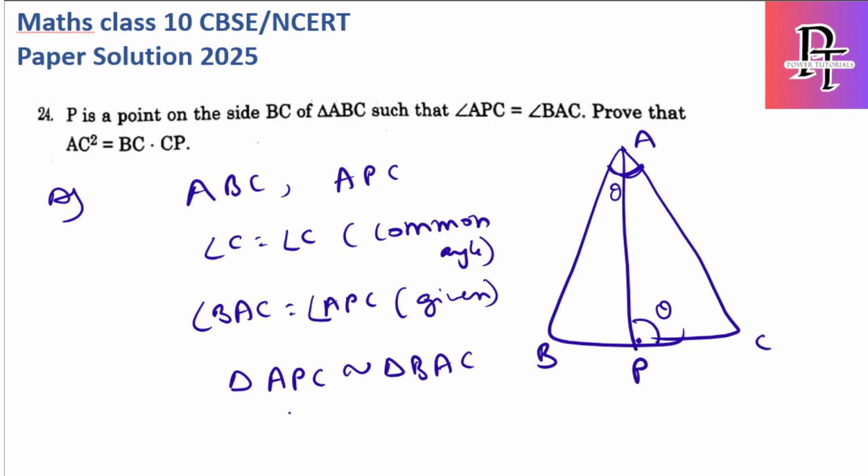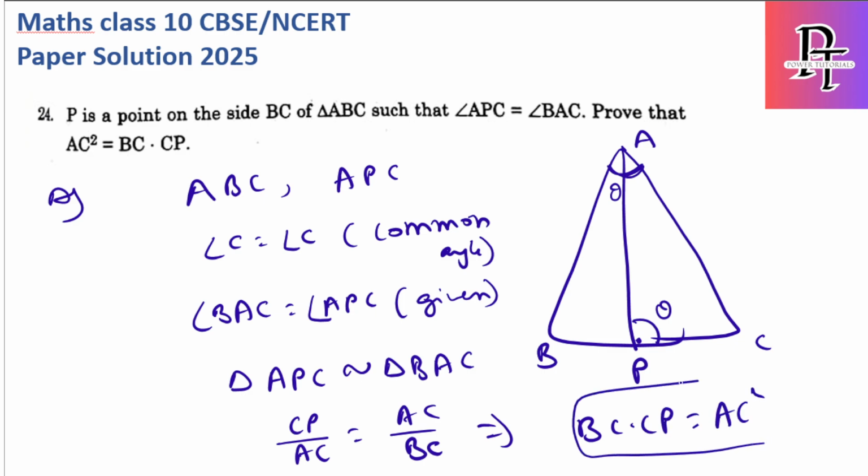Now let's write the relation. I need AC and BC, AC and CP. So CP by AC should be equal to AC by BC. So let's just cross multiply. You will get BC into CP is equal to AC square, which was mentioned in the question.